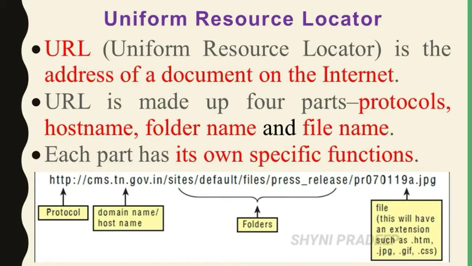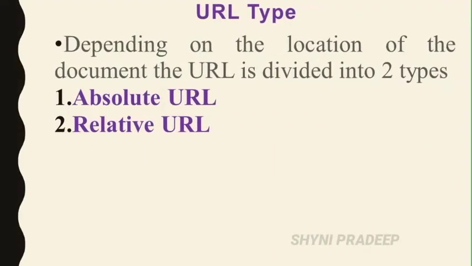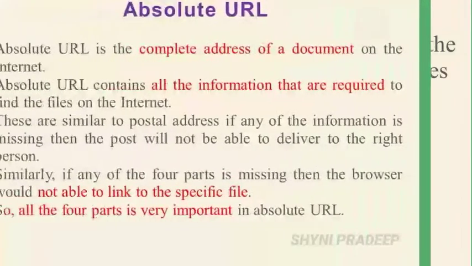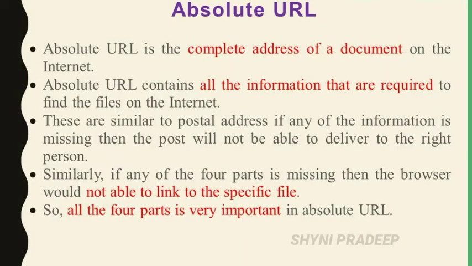The URL is divided into 2 types. What are they? Absolute URL and relative URL. First, let us see about absolute URL. This absolute URL is the complete address of a document on the internet. An absolute URL contains all the information that is required to find the file on the internet. These are similar to a postal address. If any of the information is missing, then the post will not be delivered to the right person.